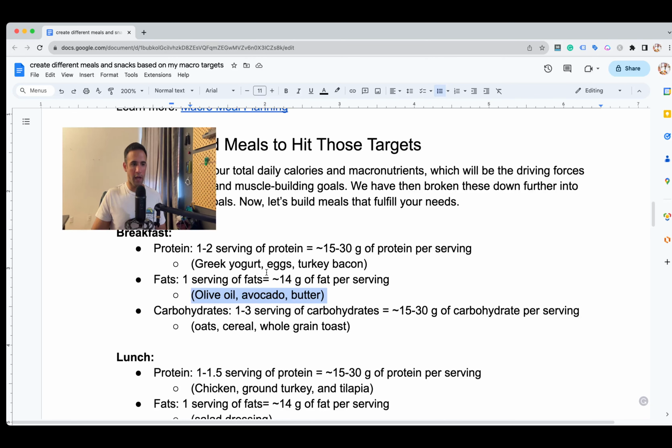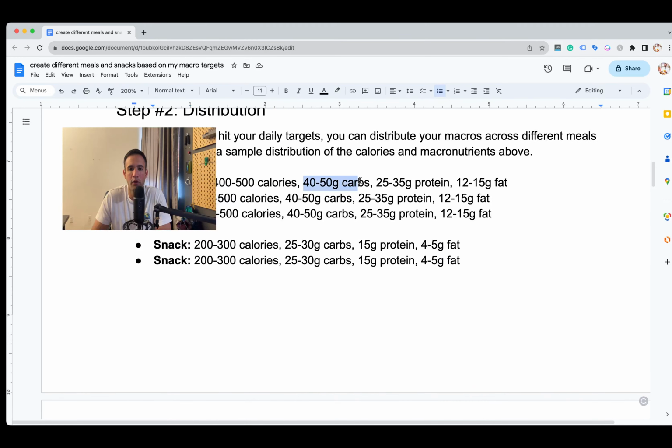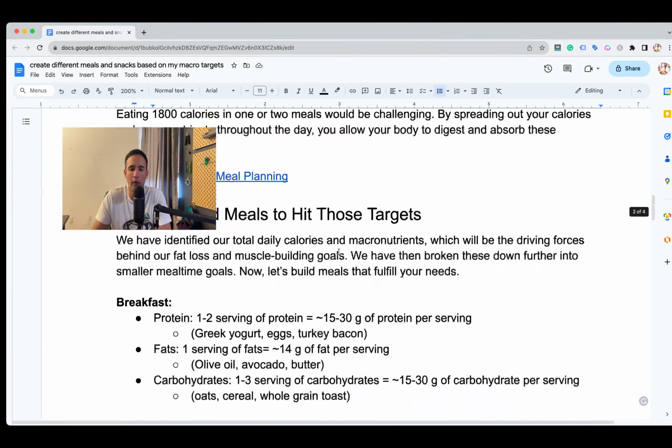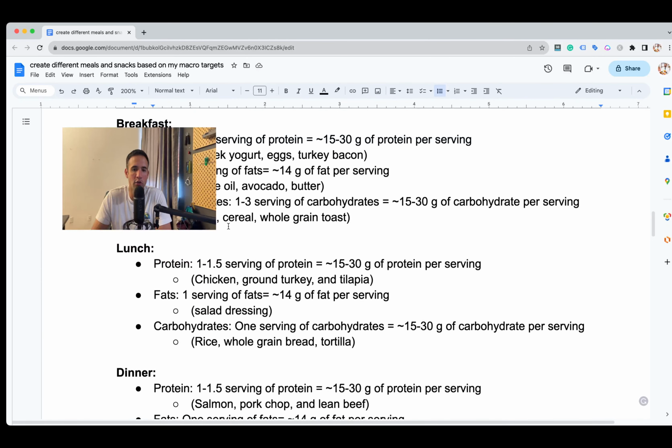So now we'll move on to carbohydrate, because I don't want to go too far ahead of myself. For carbohydrate, we have a target here of about 40 to 50 grams. So we might need upwards of 2 to even 3 servings of carbohydrate, ranging from anywhere between 15 to 30 grams per serving. So this could be like breakfast, right? Oats, cereal, whole grain toast, right?